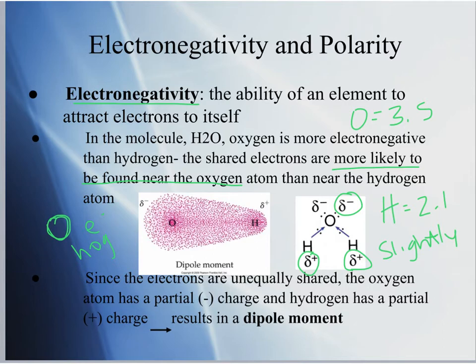All right, so since the electrons are unequally shared, the oxygen atom has a partial, or slight, negative charge. And then the hydrogen has a partial or slight positive charge. And this is what sets up what we call a dipole moment. Okay, so this is just a fancy word that means a molecule that has a slightly negative end and a slightly positive end. A dipole moment.